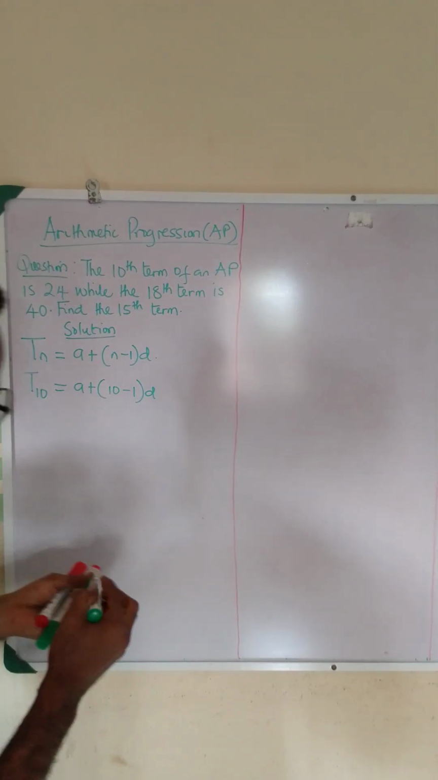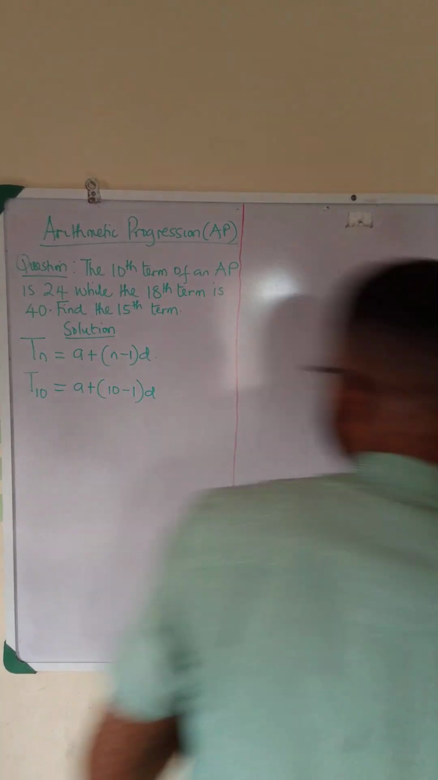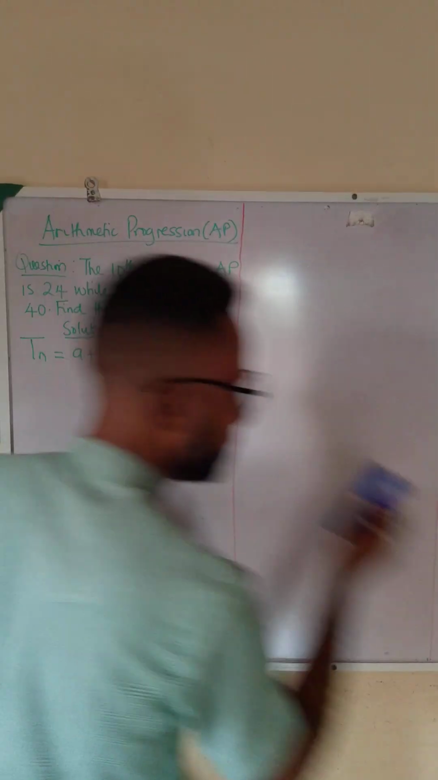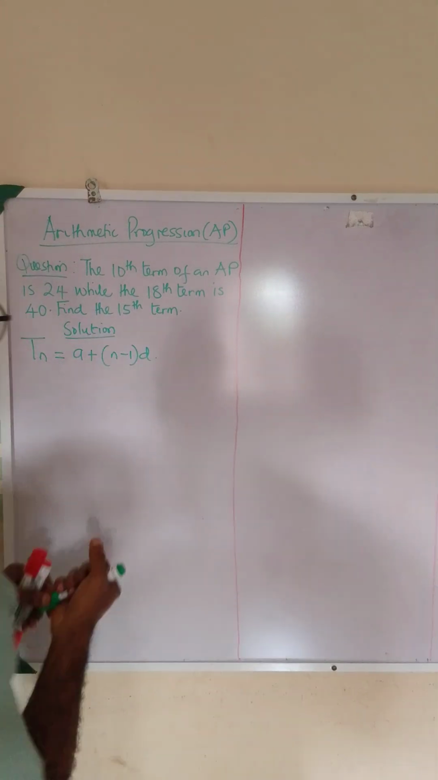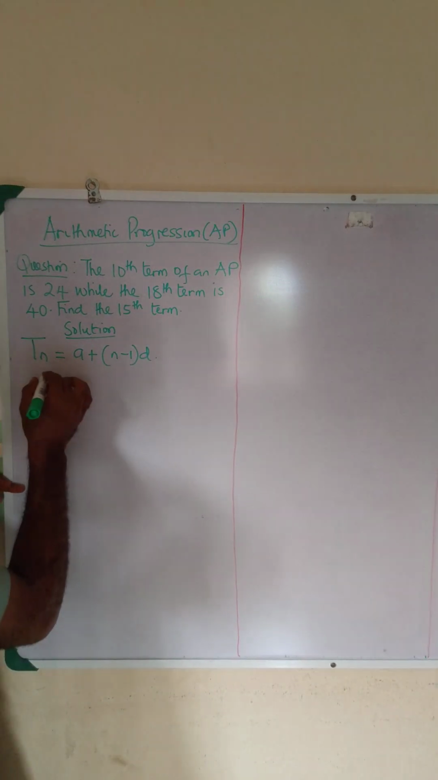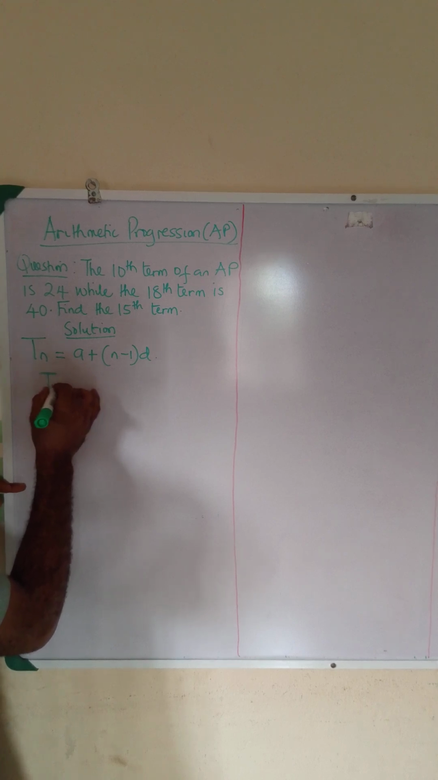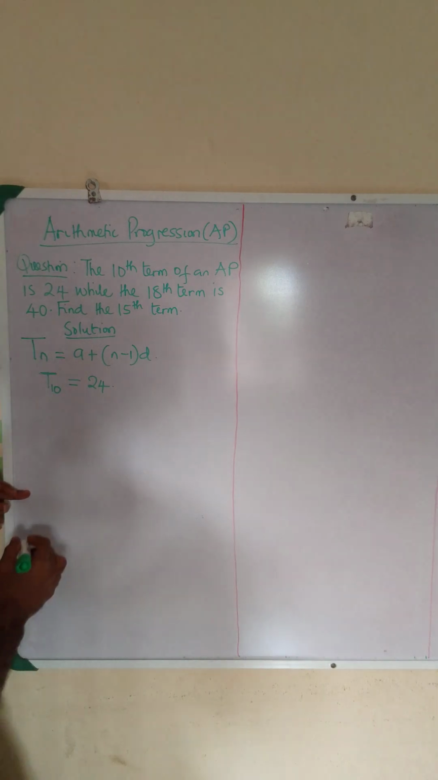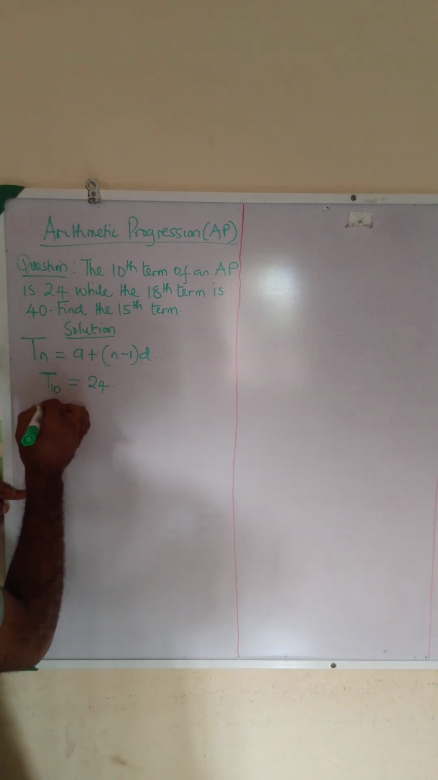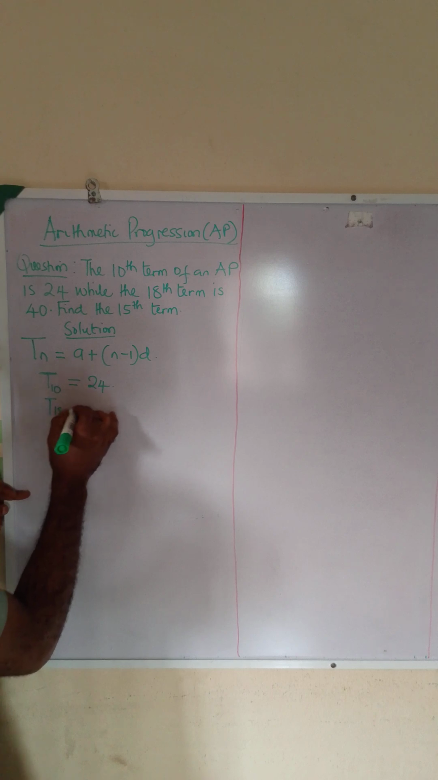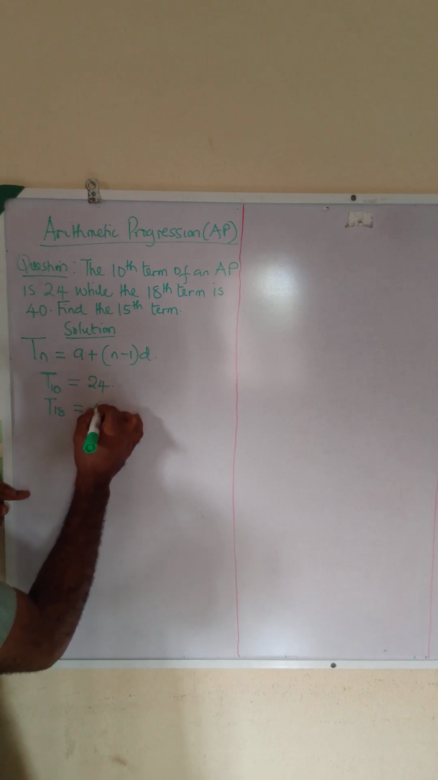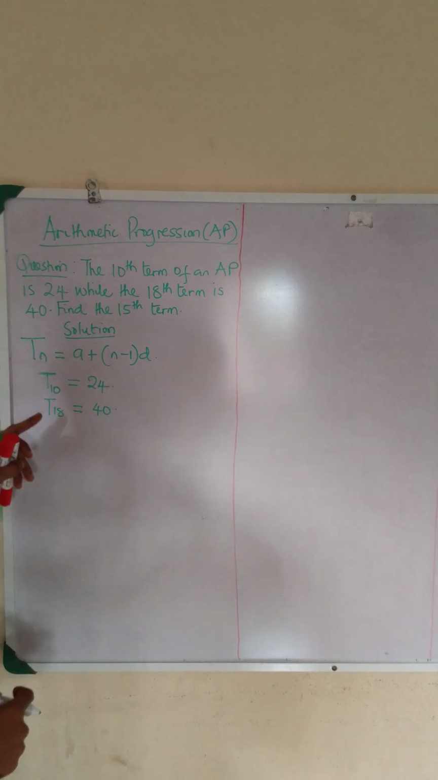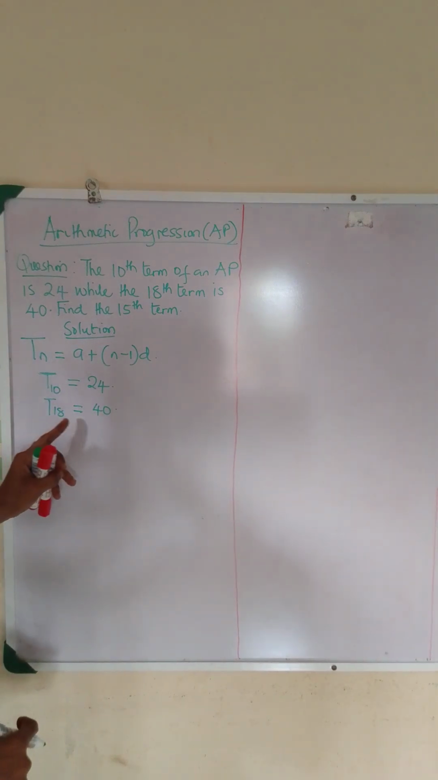Let me take down the parameters first before we write out the formula. So the first thing is that our 10th term, that is T10, will be equal to 24. And then our 18th term, T18, is equal to 40. So we've gotten that T10 is 24 and T18 is 40.